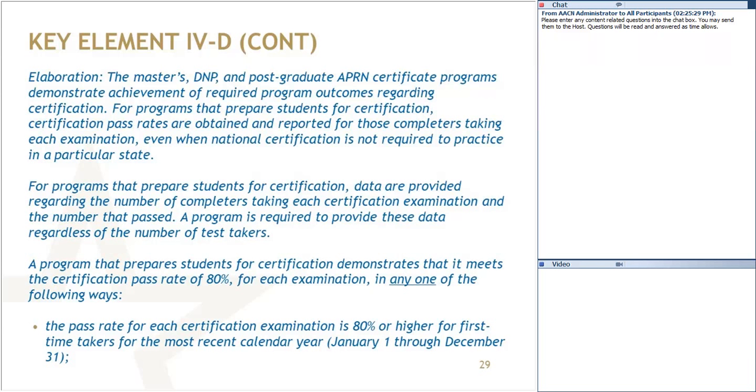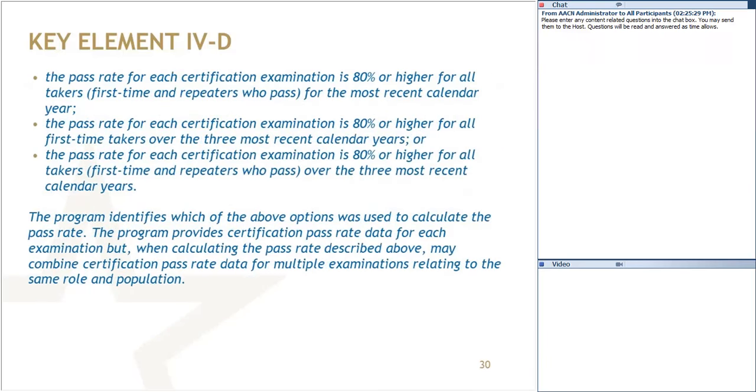Again, the first two options talk about the most recent calendar year, January 1 through December 31. And here, the pass rate for the certification exam is the first-time pass rate, 80% or higher for the most recent calendar year. So if that is the result, then the program is finished. They've had compliance with that key element for that specific exam.